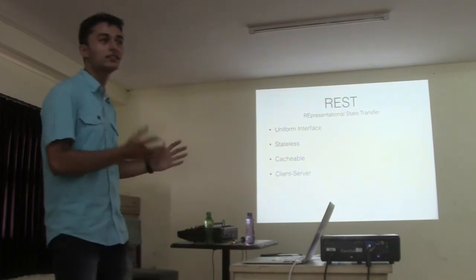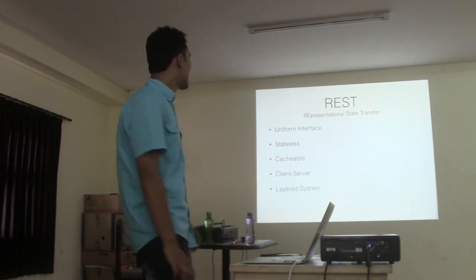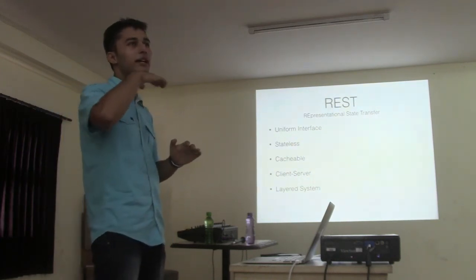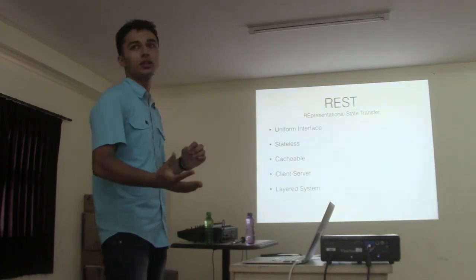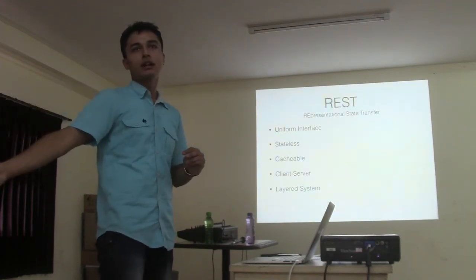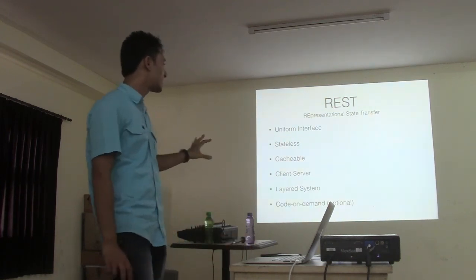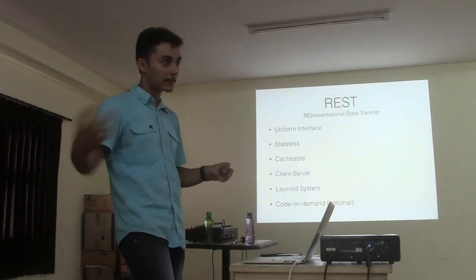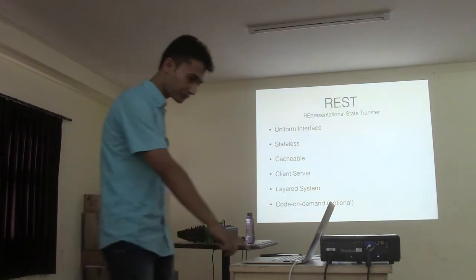And client-server, it's pretty obvious. You connect as a client, you connect to a server, that's the thing. And layered system. You should expect there to be layers between the client and the server, and yet it should work. Whatever the client sends, even if it is processed via proxies and gateways, it should work. That is what the system expects. And code on demand. This is an optional thing. The client can manipulate the browser via JavaScript and Java applets, stuff like that. That is code on demand.